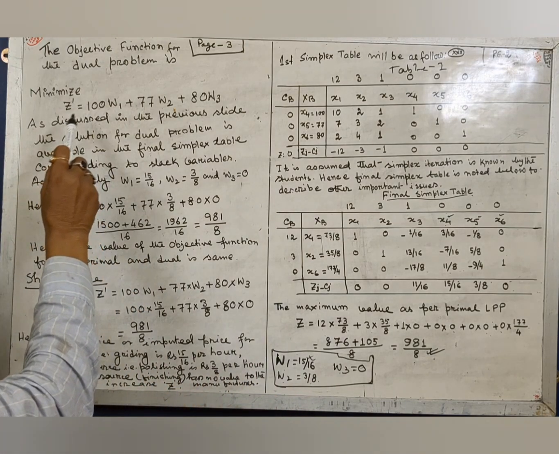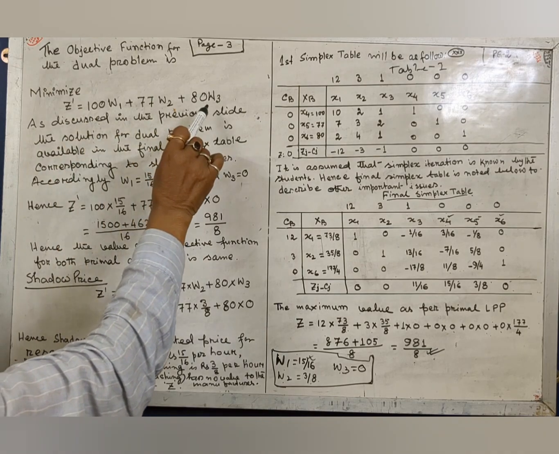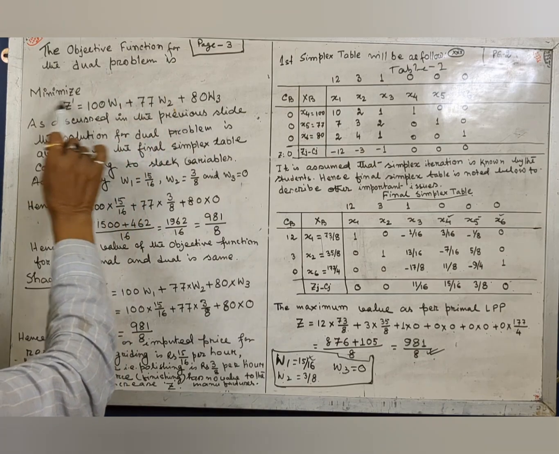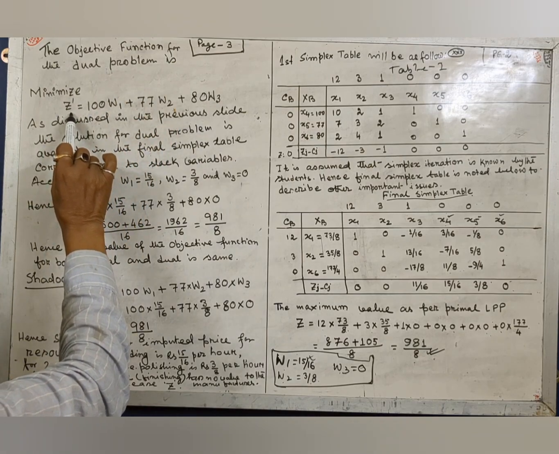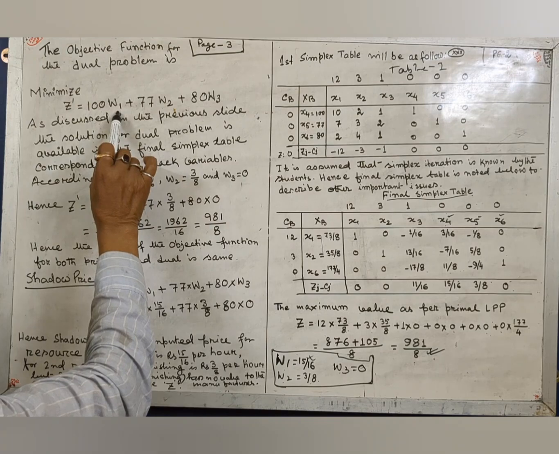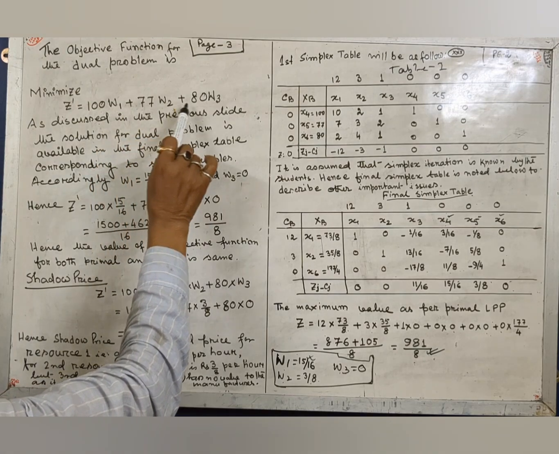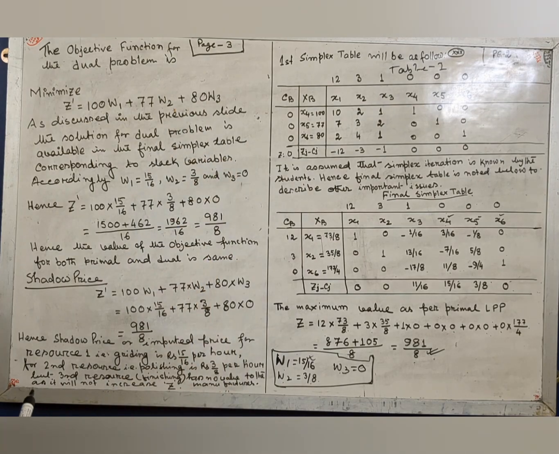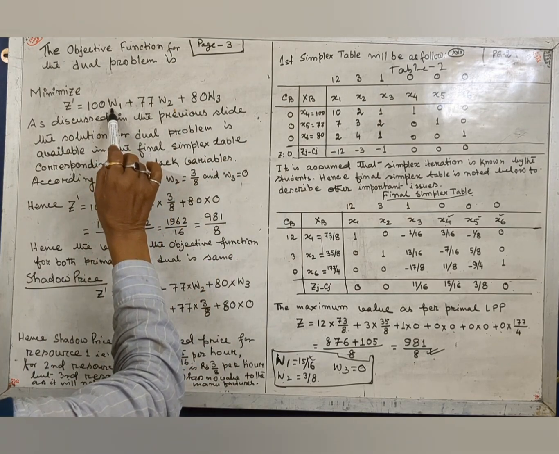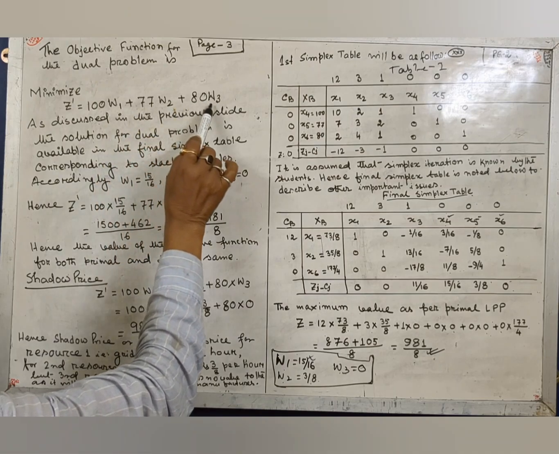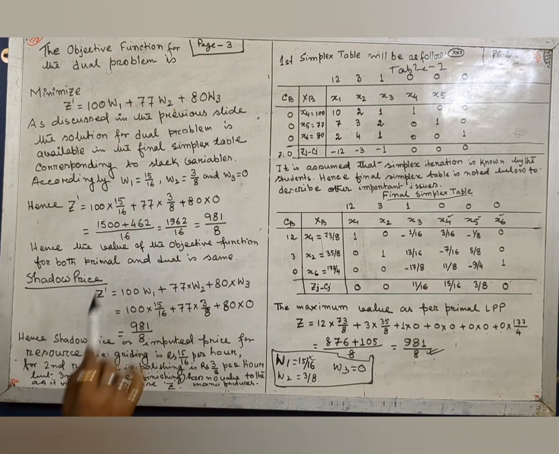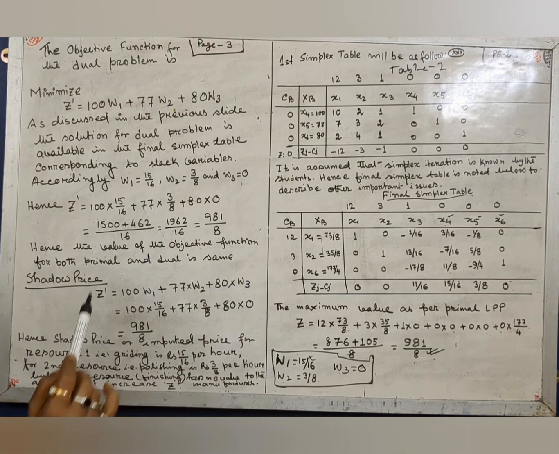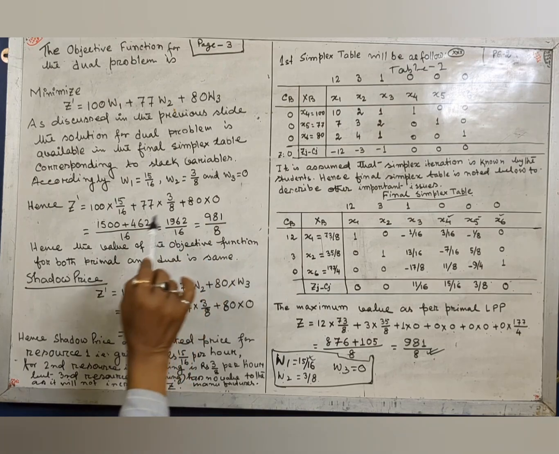I had already shown at the time of formulation that the objective function of the dual problem is: minimize z dash is equal to 100 into W1 plus 77 W2 plus 80 W3. Now we put the values of W1, W2, W3 into the objective function and check whether the result is the same as the maximum value of the primal problem.